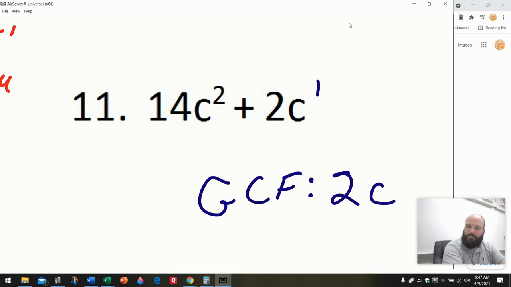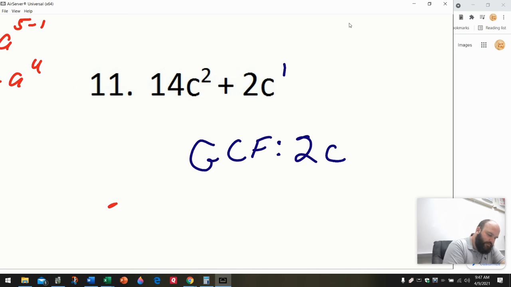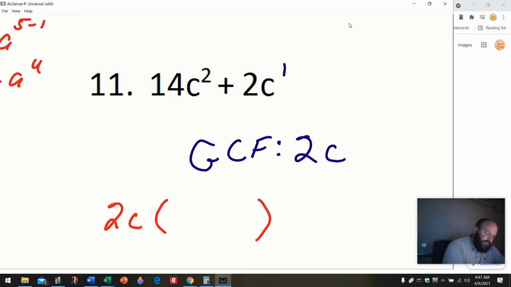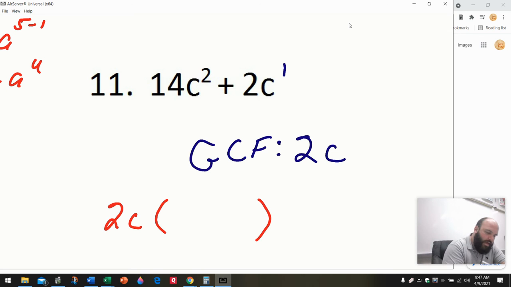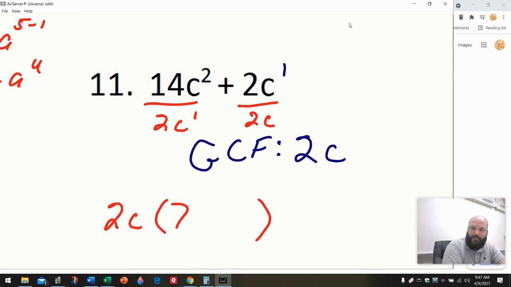So last one, it's going to be done just like all the other ones. We will start by writing the GCF, 2c, then put a pair of parentheses, and dividing both terms by our GCF, 2c. First one is 14c to the second divided by 2c to the first. 14 divided by 2 is 7. C to the second divided by c to the first is c to the first.